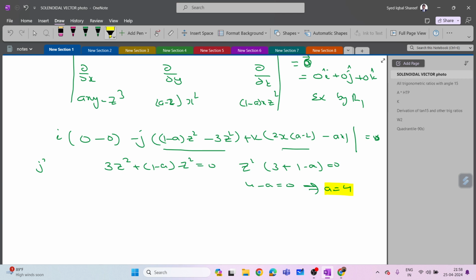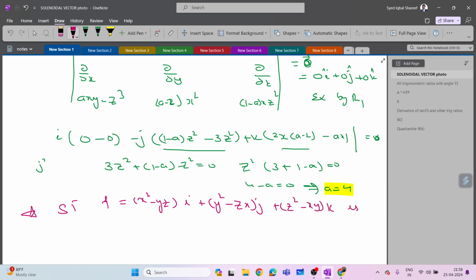So that is an irrotational vector. One more example. Show that f equal to (x square minus yz) i plus (y square minus zx) j plus (z square minus xy) k is an irrotational vector.